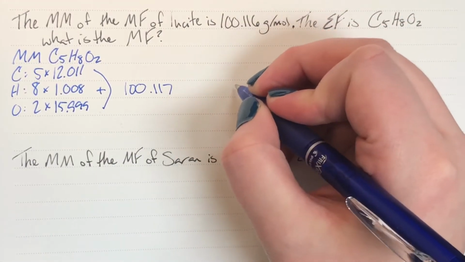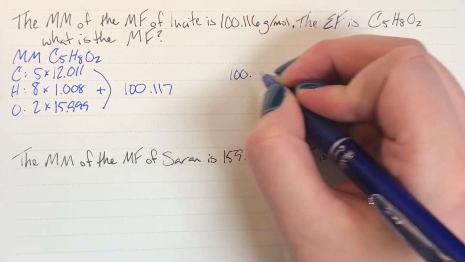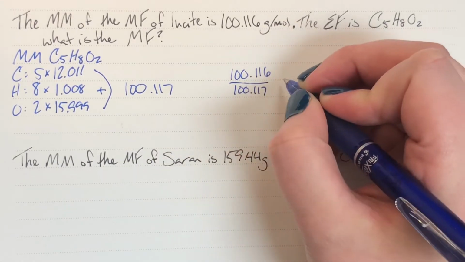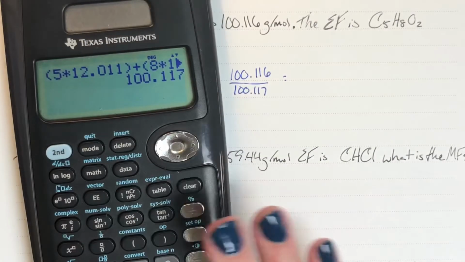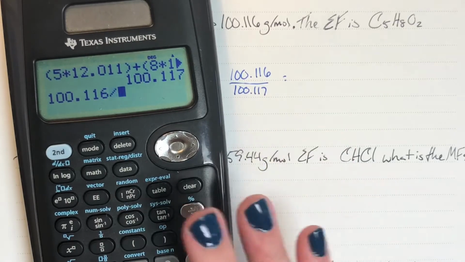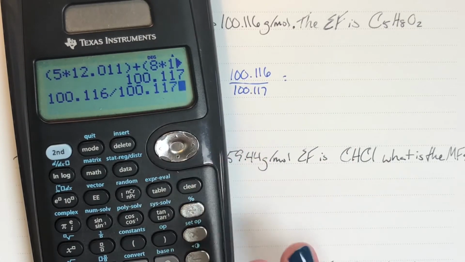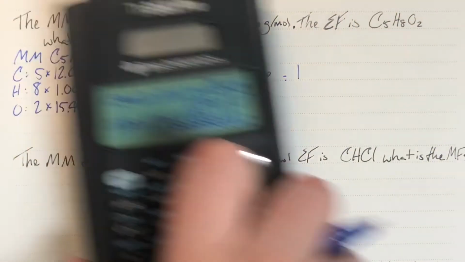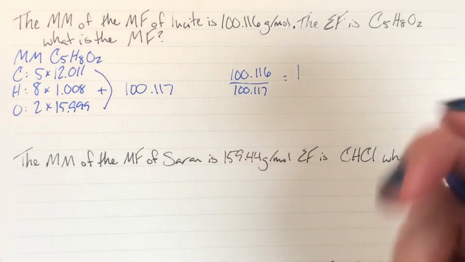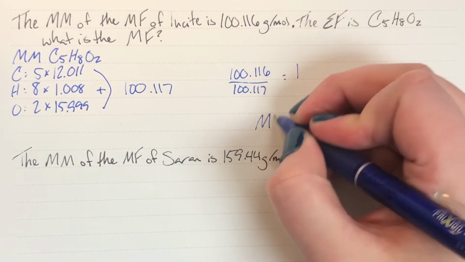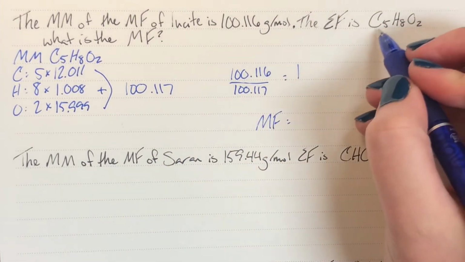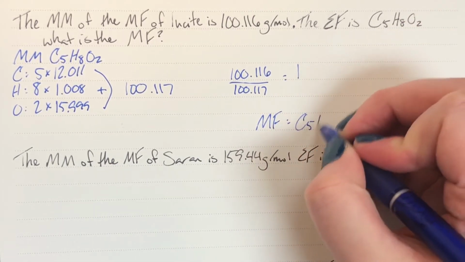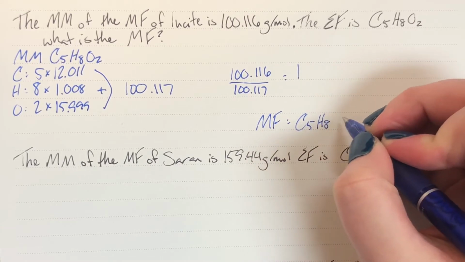So that is going to be 100.116 divided by 100.117, and that is going to round to 1. This can happen. My molecular formula can be my empirical formula, meaning my molecular formula is the same as my empirical because I would just multiply these subscripts by 1. So my molecular formula is going to be C5H8O2.